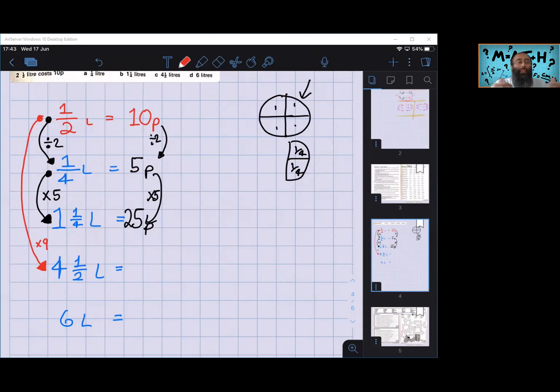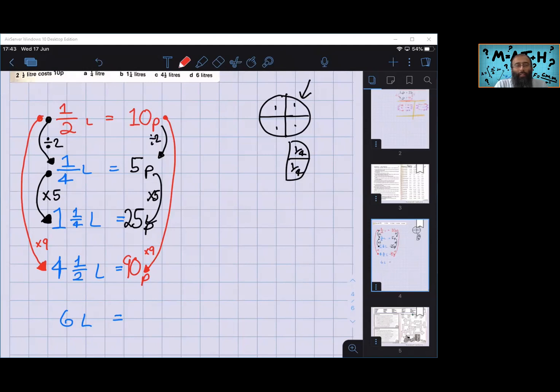So if you multiply a half 9 times, you will get 4 1/2. Think about it as cakes. You have 9 pieces of cake, each cake is half a cake in size, so you'll have 4 1/2 cakes. So what we do on the left, we do on the right. So 10 times by 9 is 90.